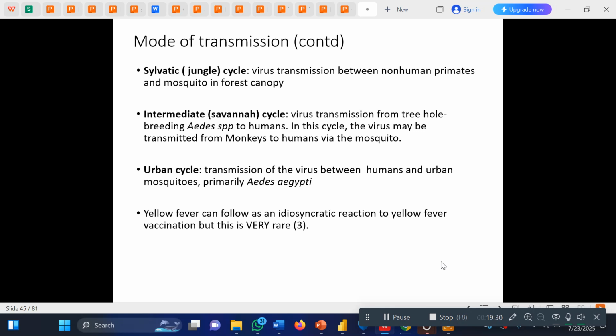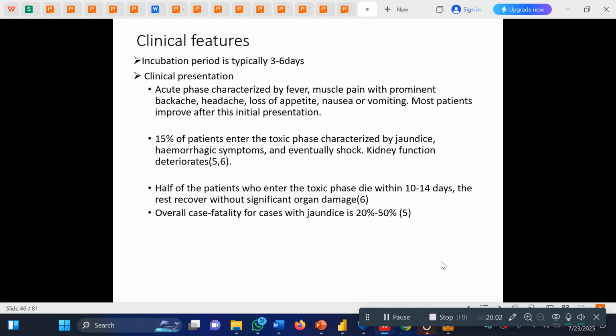The intermediate savanna cycle is virus transmission from tree hole breeding mosquitoes, that is mosquito to humans. In this cycle, the virus may be transmitted from monkeys to humans via mosquito. The urban cycle is transmission of the virus between humans and urban mosquitoes, primarily Aedes aegypti. Yellow fever can follow as an idiosyncratic reaction from yellow fever vaccination, but this is very rare.